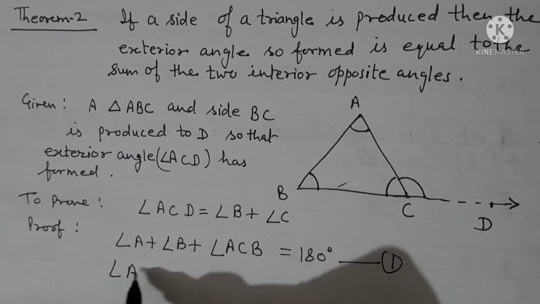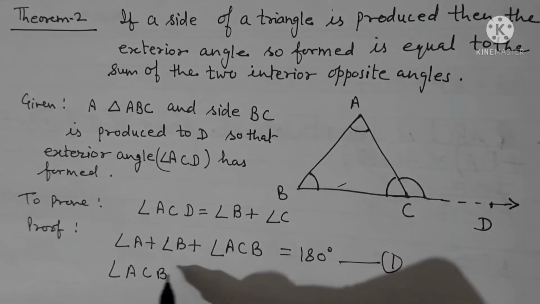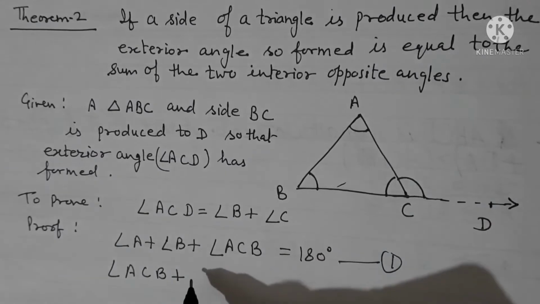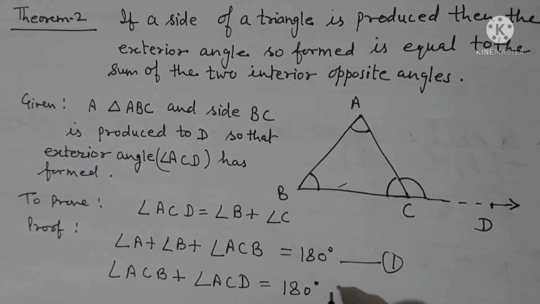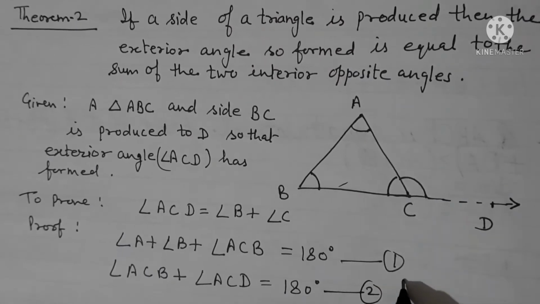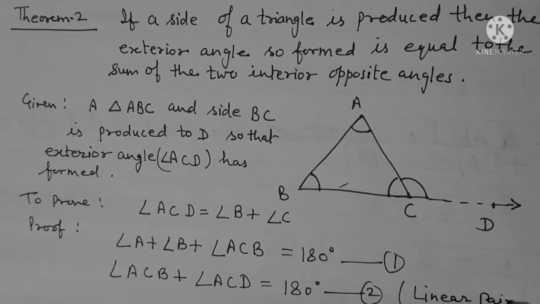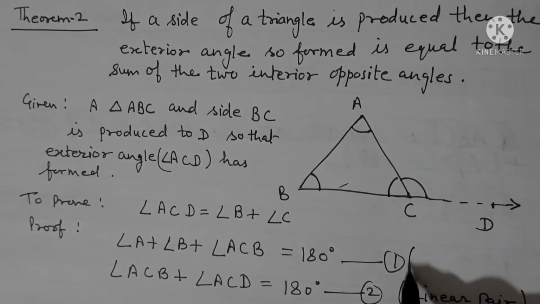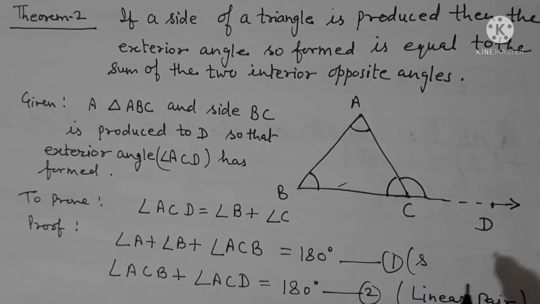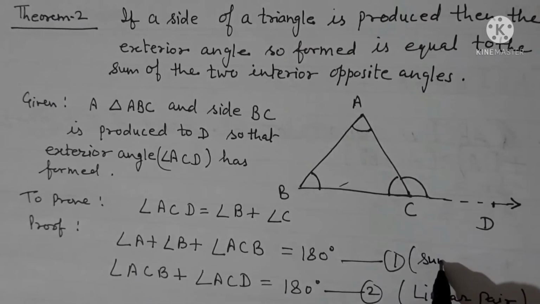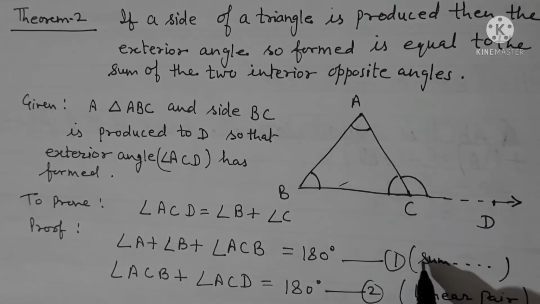You can write angle ACB plus angle ACD is equal to 180 degrees. This is second, right, here linear pair, and here you can show the sum of angles in a triangle will be 180 degrees. Sum, you can write yourself, interior angles.